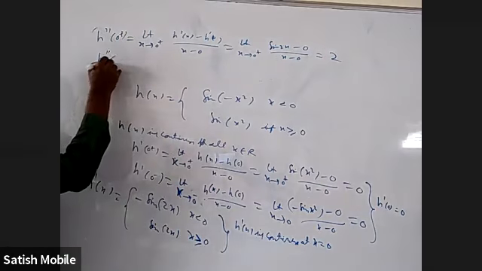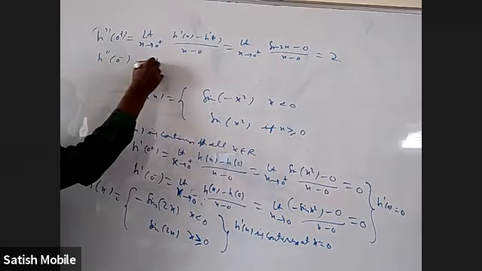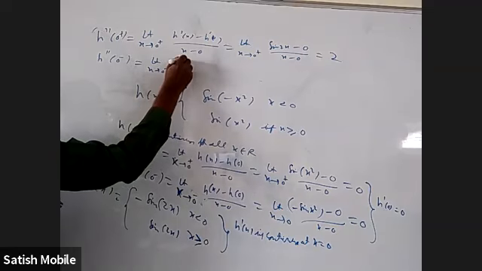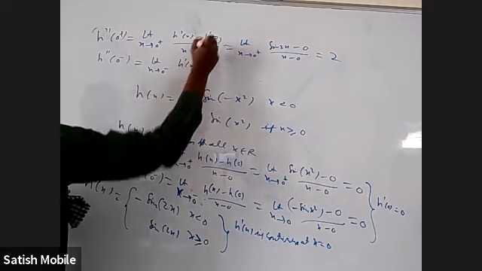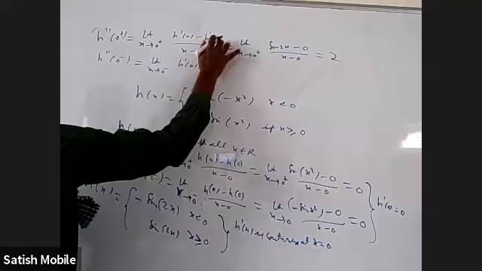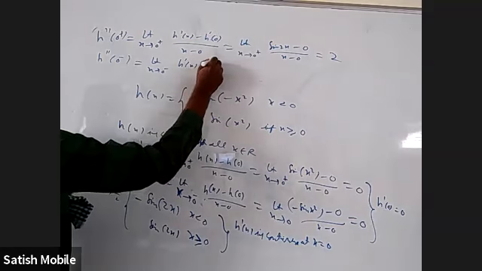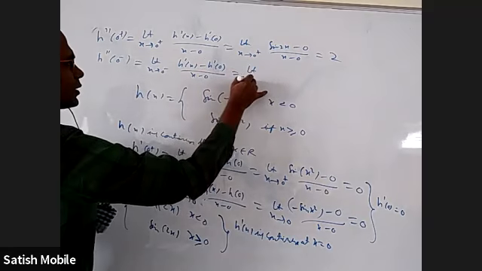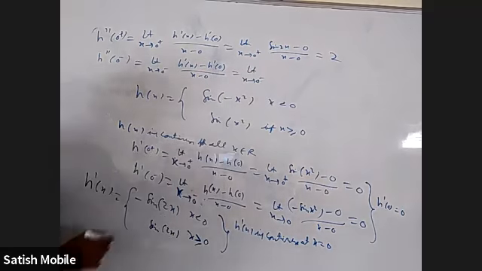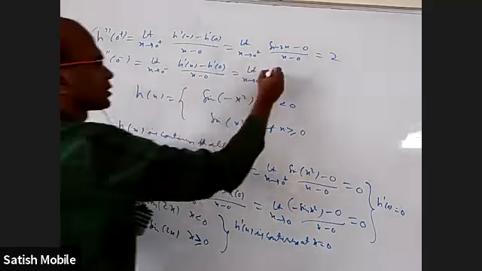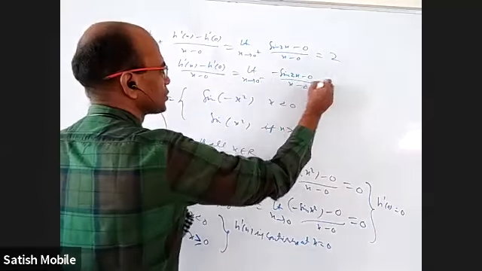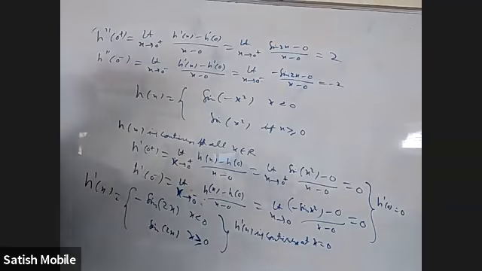But if I take h double dash 0 minus, it is the limit as x tends to 0 minus of (h dash x minus h dash 0) by (x minus 0). That is the limit as x tends to 0 minus, just before 0 it is minus sine 2x, of (minus sine 2x minus 0) by (x minus 0), and the limit is minus 2.